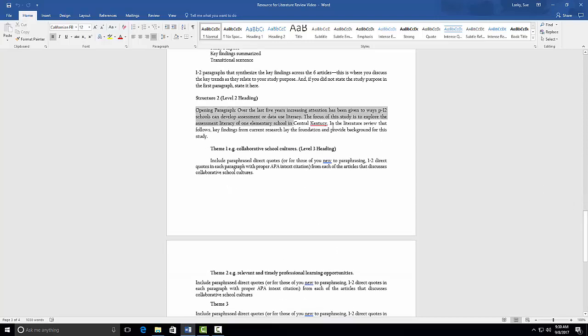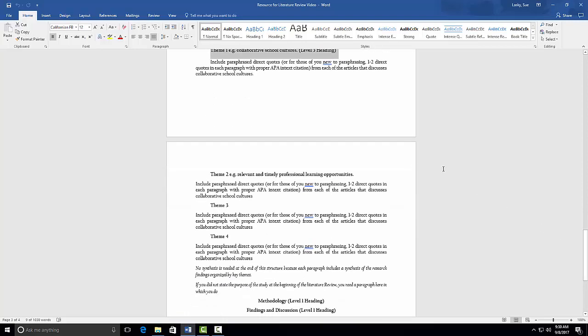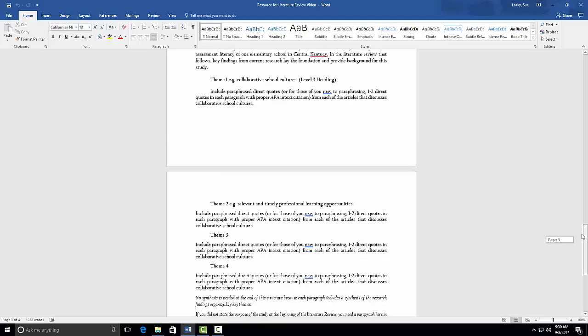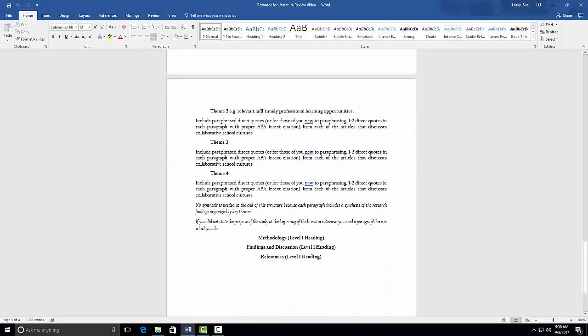In either structure, you start with your opening paragraph. Structure 2 is organized by themes. Each paragraph is its own theme. And the rule of thumb is you want 5 to 6 sentences in a paragraph. Okay, so this first theme is on collaborative school cultures. Second theme is relevant and timely professional learning opportunities. You may paraphrase these for your paper, and it's up to you to identify the rest of the themes. There are at least 6 common themes across the various articles. I'll give you a heads up on that.